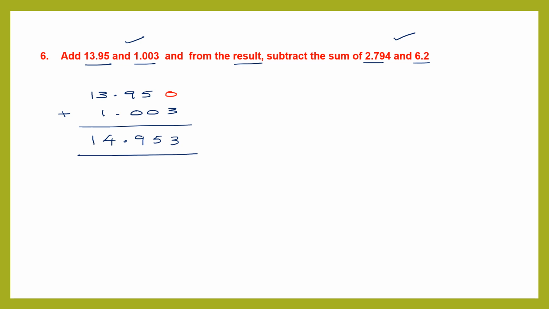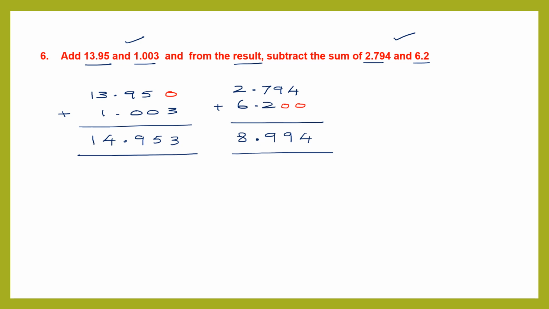Now we have to find the sum of the other two numbers. So we have 2.794 plus 6.2. So now we're going to add up these two numbers. So first, let's make them like decimals by putting the zeros there. Now let's do the addition. 4 plus 0 is 4. 9 plus 0 is 9. 7 plus 2 is 9. Put the point. 2 plus 6 is 8.